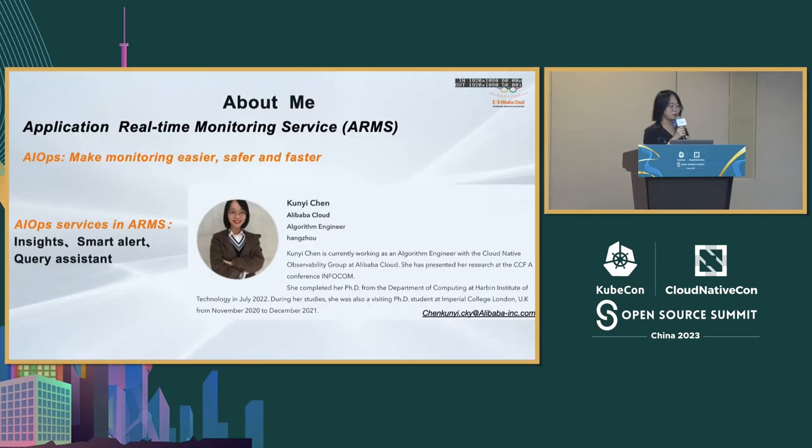Please allow me to introduce myself and the service we provide. I work in the observability team, and the service we provide is called ARMS, which means the Application Real-Time Monitoring Service, and it can be accessed in Alibaba Cloud. And I specialize in AIOps. Here, AIOps means we are using algorithms, of course including machine learning algorithms, to make the monitoring system easier, safer, and faster. And by the way, I'm a doctor, and I work in AIOps.